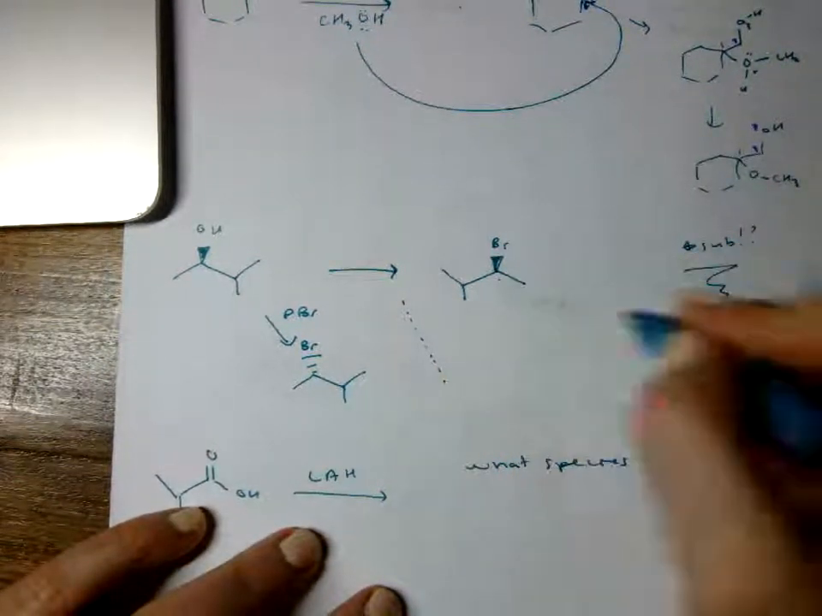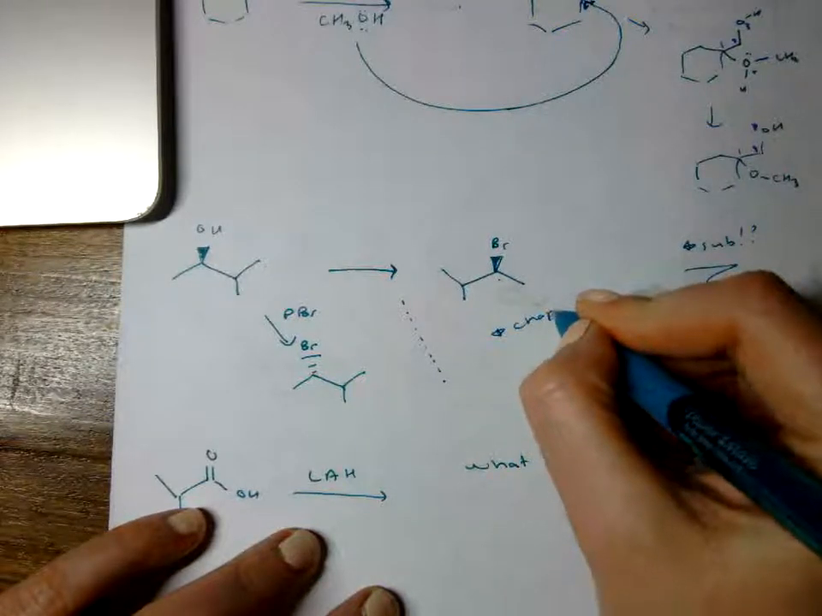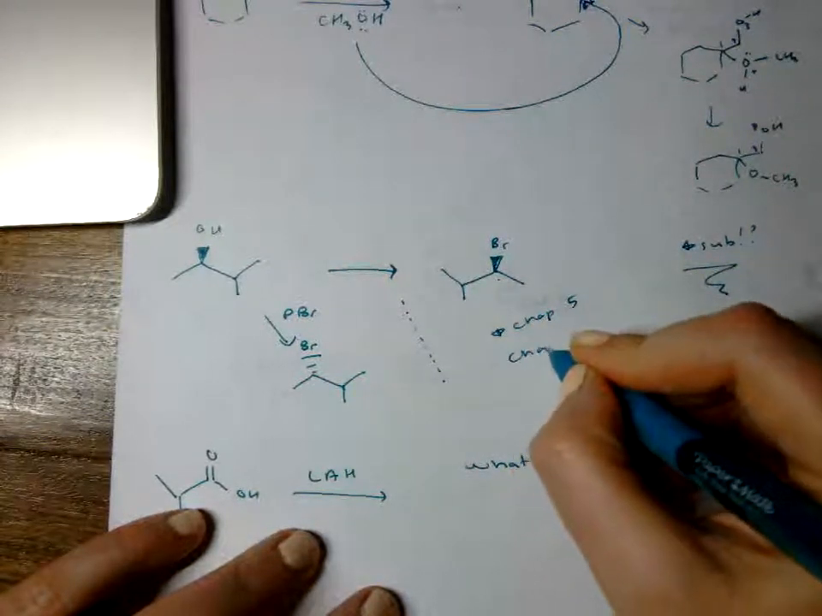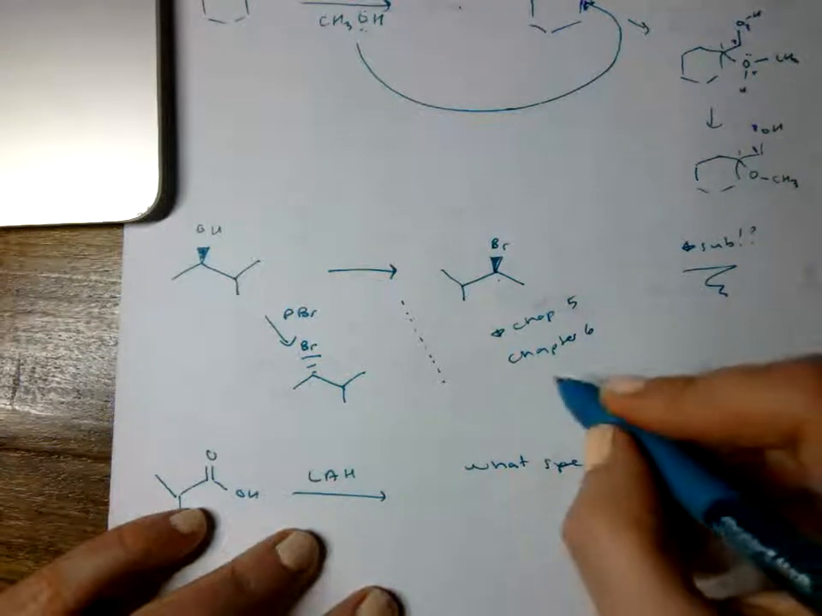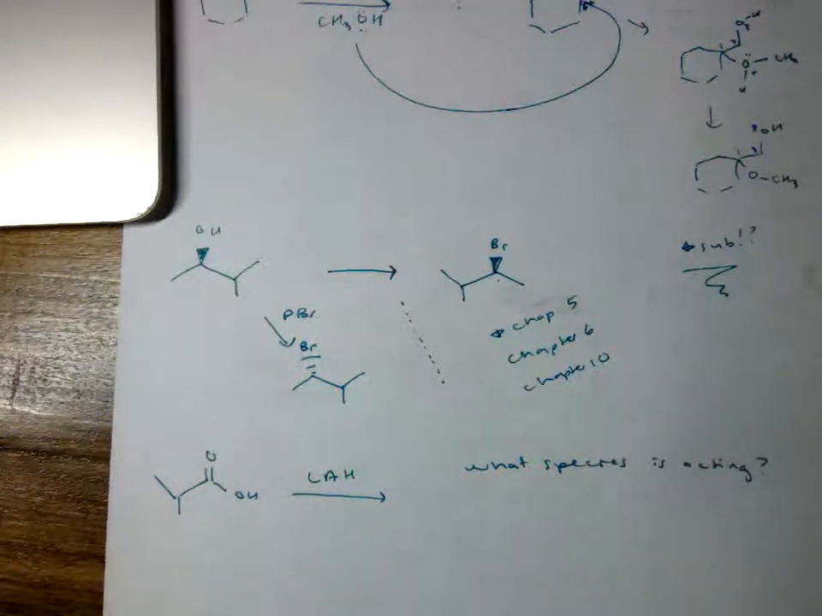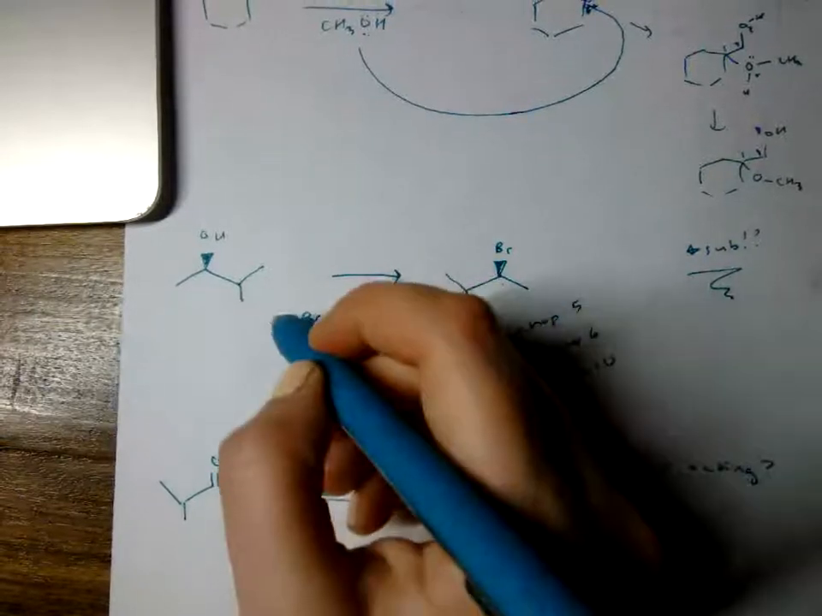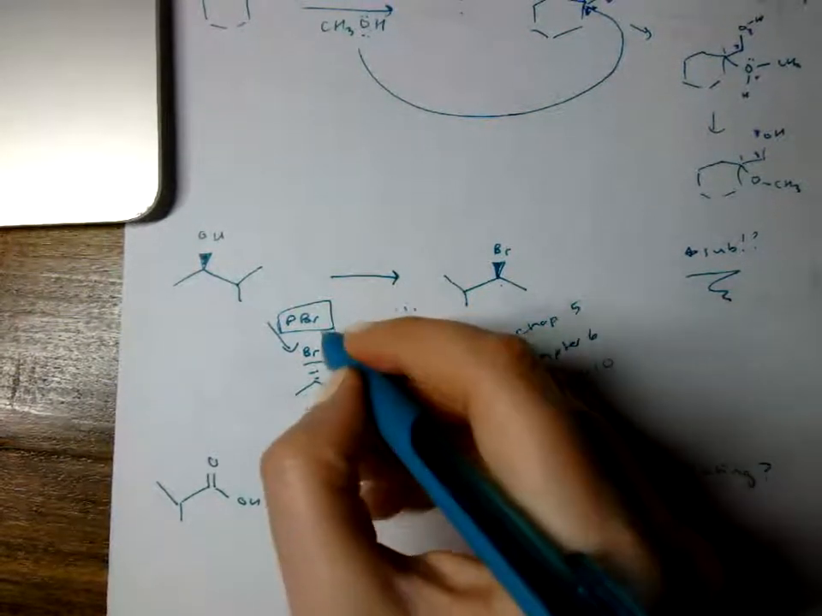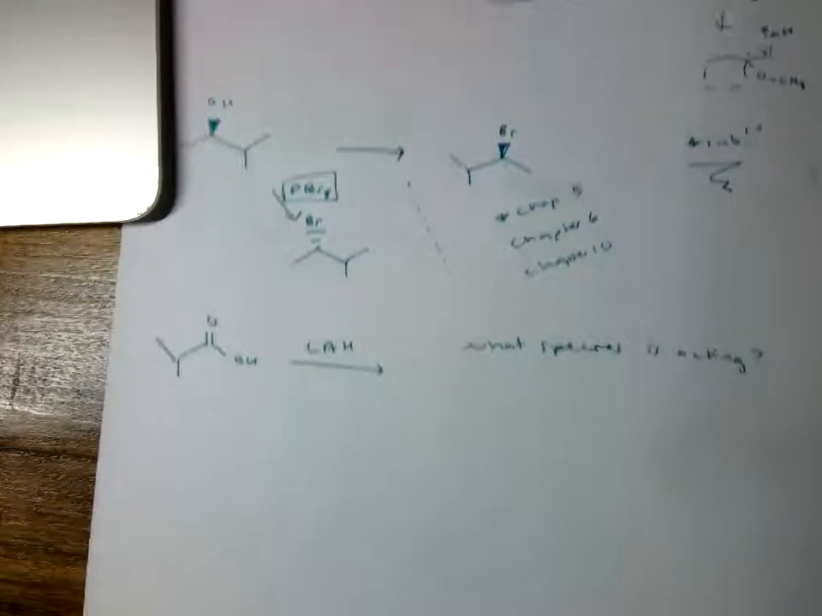So this actually tests you on a little bit of chapter 5, chapter 6 for substitution, and chapter 10 all at once. So hopefully you got that one. But yes, the right answer is PBr3. I always forget to write the 3 on that.